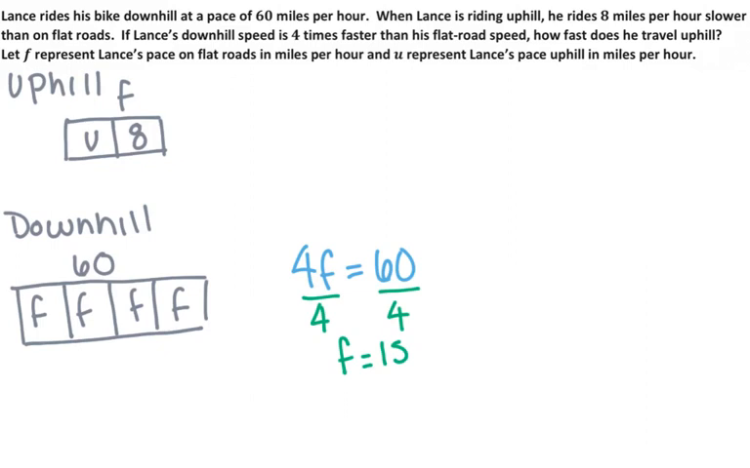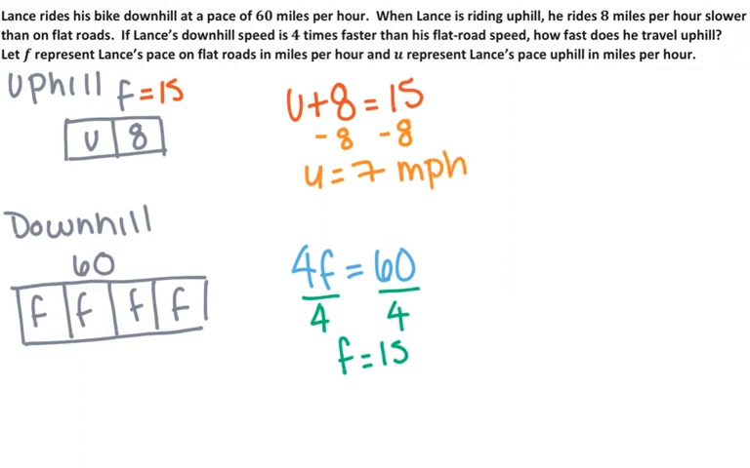And now that we know what F is, we can solve the uphill one, because we now know that the tape diagram has a length of 15. So we're going to have U plus 8 is equal to 15. We're going to subtract 8 from both sides. So U is going to be equal to 7. So Lance travels at a pace of 7 miles per hour when he goes uphill.